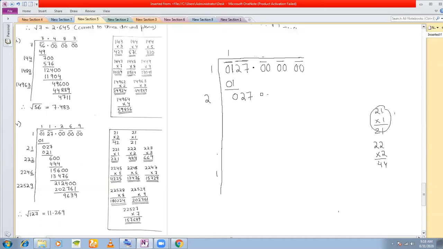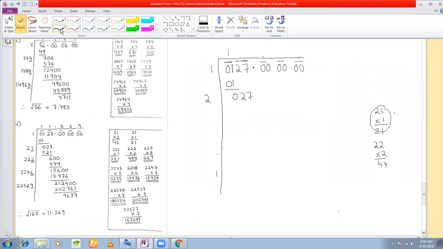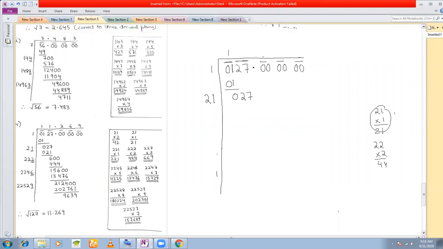Write a 1 here, and we write 1 in between 2 and 7, to get a 21 here also. You subtract, the remainder will be 6. Okay, now you put a decimal point as it is here, just above the decimal point, and you bring down 2 zeros. So you get 600.